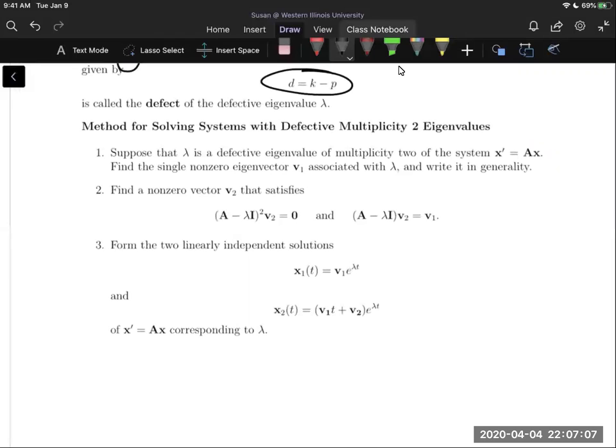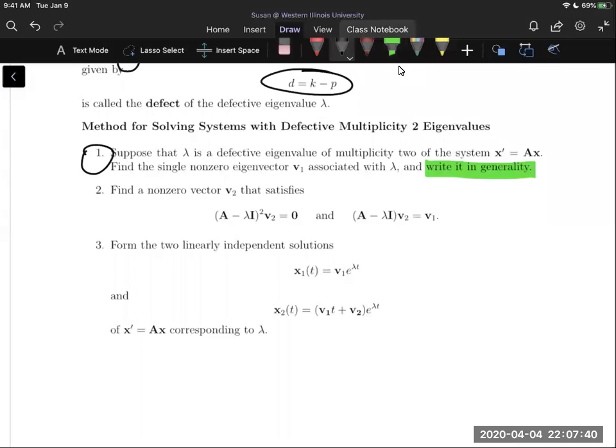All right, so step 1 here, suppose that lambda is a defective eigenvalue of multiplicity 2. And we want to go through and find the single non-zero eigenvector v1 associated with lambda. The most important phrase in step 1 is write it in generality. Do not choose values for A, B, and C specifically. Leave it in generality, and then we'll force those out later on.